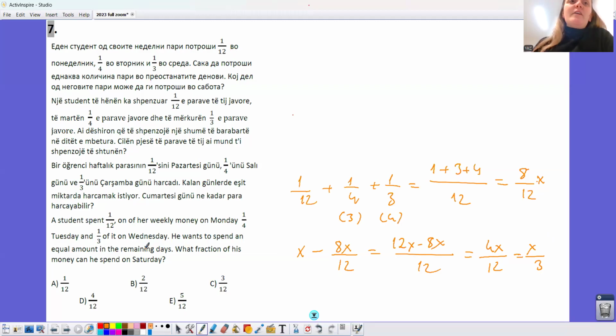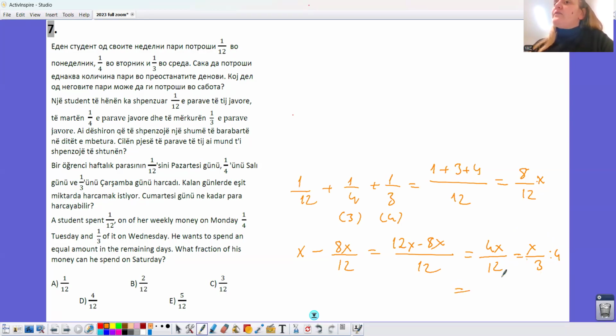How many days are left? She wants to spend an equal amount in the remaining days. 3 days she has spent, so 4 more days are left. So I need to divide the money that is left by 4 to spend it equally. So I will divide by 4.